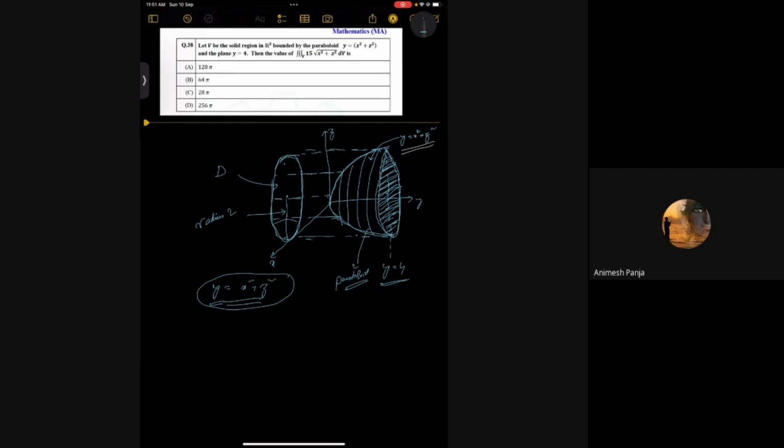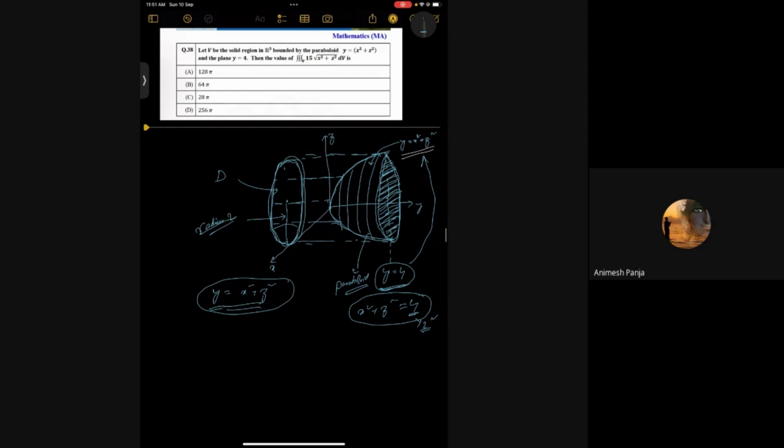And to find out the radius of the disk, again as usual, put y equal to 4 in the equation of the paraboloid. You get 4 equal to x squared plus z squared. So that is nothing but a disk of radius 2, because there is a 4 here, and 4 is 2 squared. So we have this paraboloid.